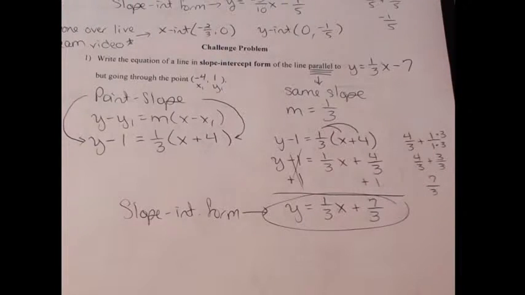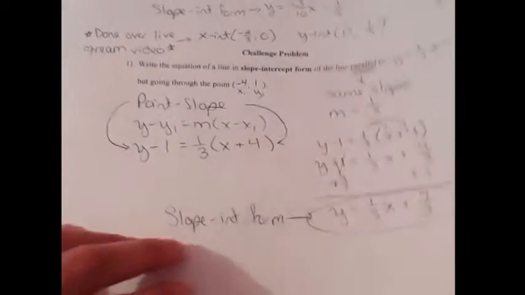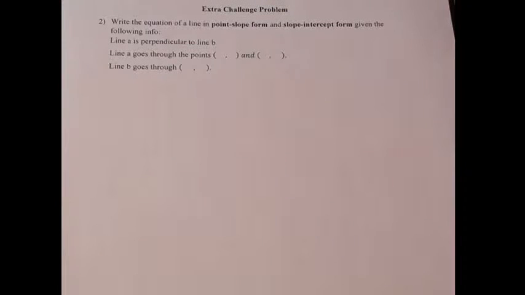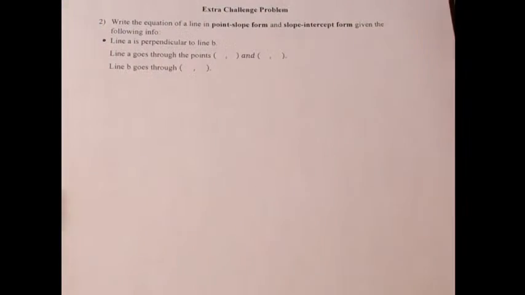All right, last page of our notes. The extra challenge problem. So, we are going to write the equation of a line in point-slope form and slope-intercept form given the following info. The first thing we're told is that line A is perpendicular to line B. Okay, that's the first thing we're told. So if it helps, I'm going to put a little bullet here.